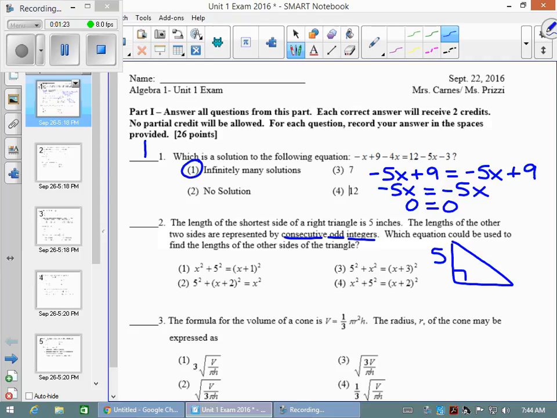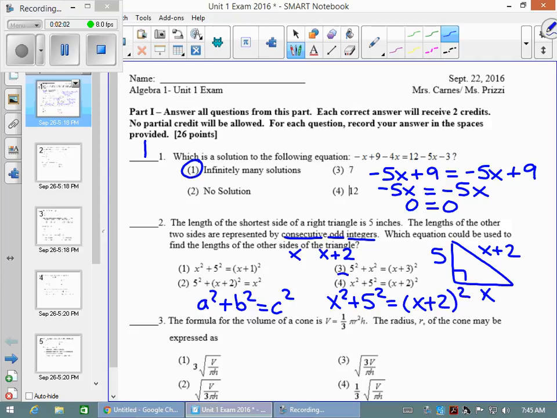So if I'm going to have two consecutive odd integers, which I might say, if I start with x, the first one would be x, the second one would be x plus 2. X plus 2 would be the larger of the two, so that has to be my hypotenuse, and x would be the other leg of this right triangle. Then I have to remember my Pythagorean theorem that tells me that a squared plus b squared is equal to c squared, a and b both being the legs of the triangle. C is representing the hypotenuse. So if I plug into that, I would have x squared plus 5 squared is equal to x plus 2 squared, which we have here for choice 4.